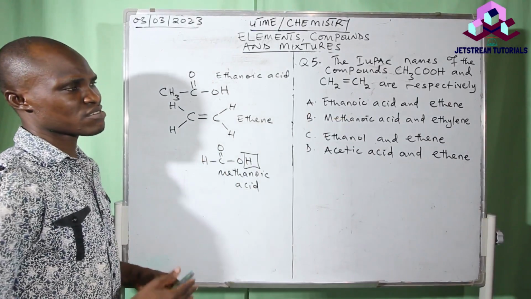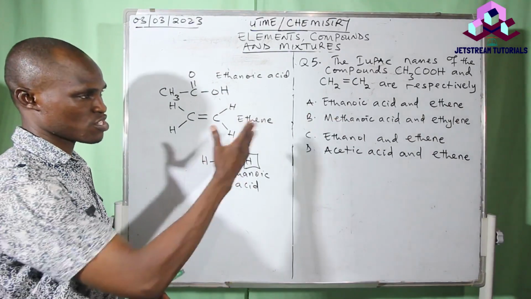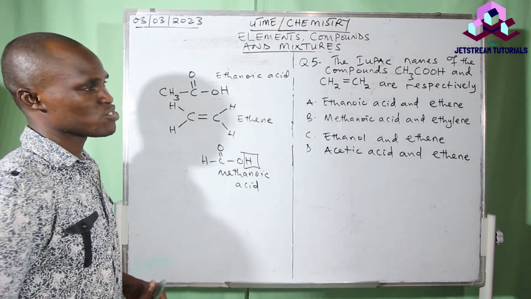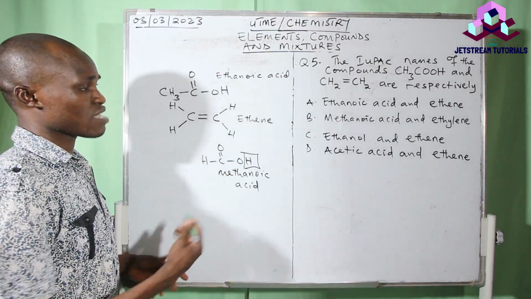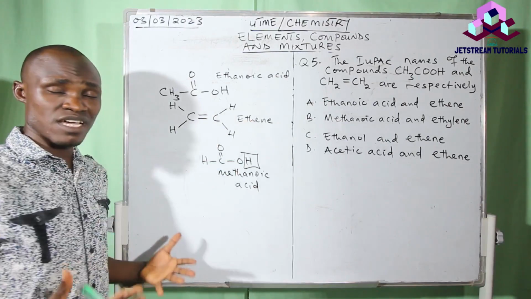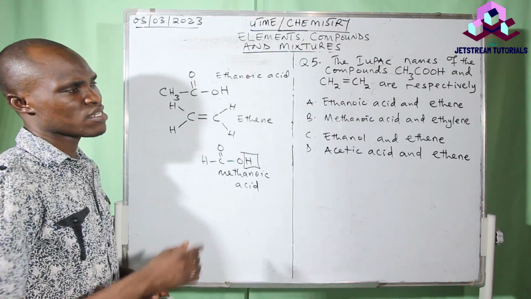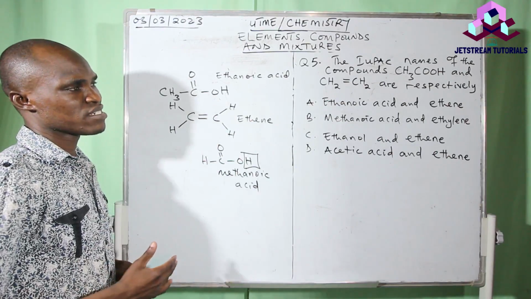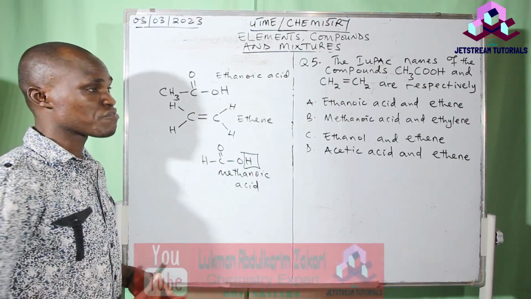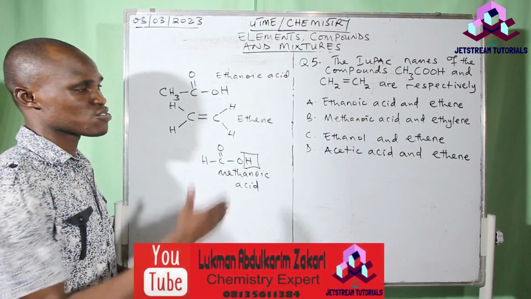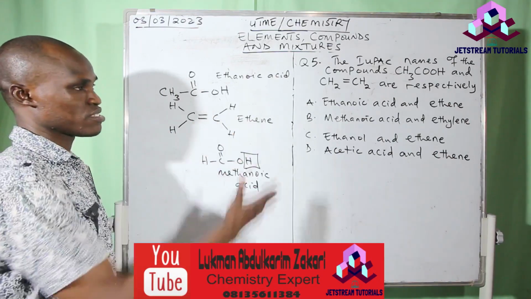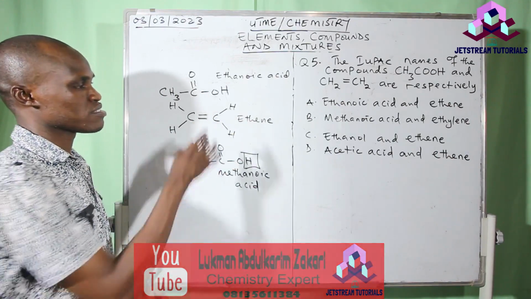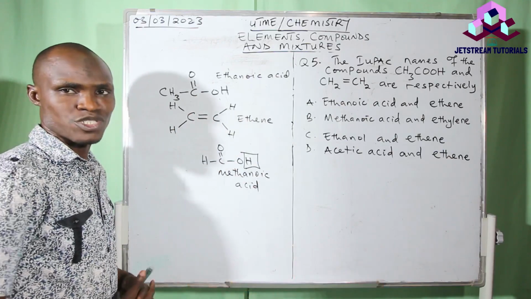It's not an IUPAC name, it is just a common name given to ethene. So ethylene, the name is correct. Actually, it has this formula, but when they say IUPAC nomenclature, we're talking about the name given by the International Union of Pure and Applied Chemistry. So ethylene is not qualified to be the IUPAC name for this particular organic structure.